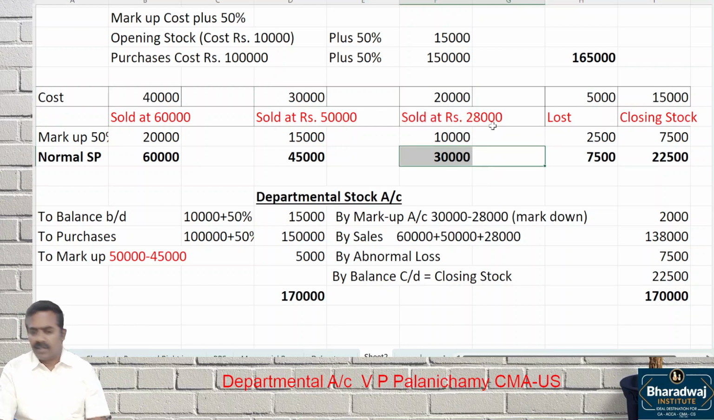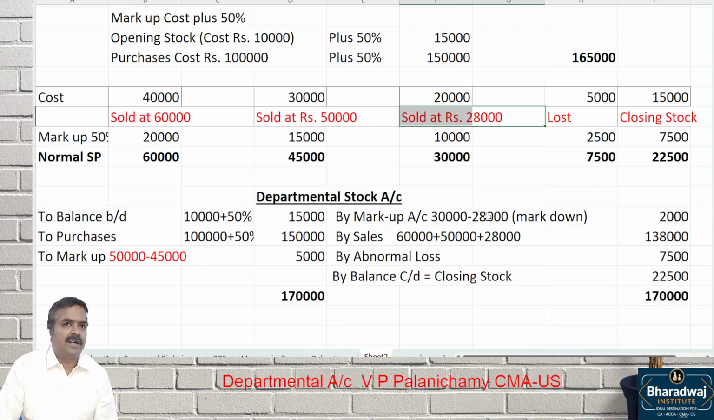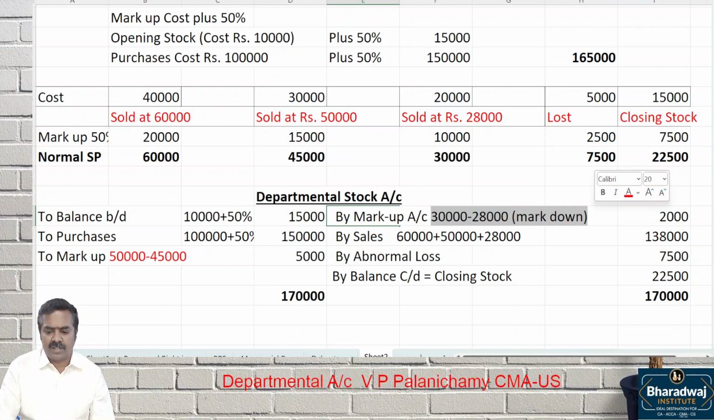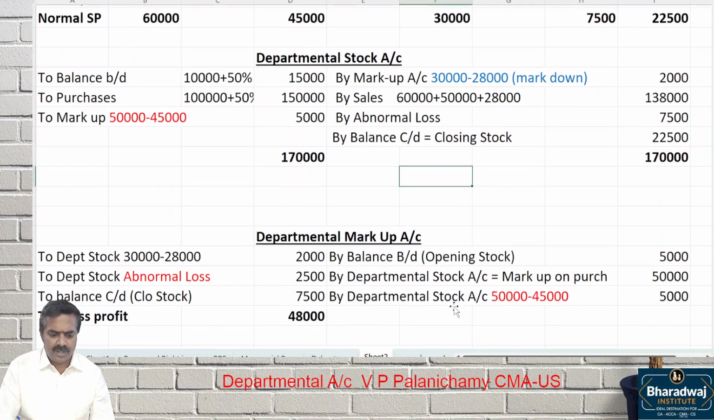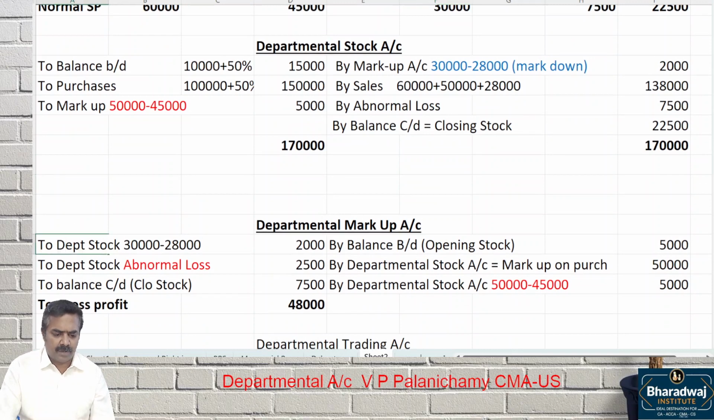When the goods are sold below the normal selling price, it is not a loss. It is sold below the normal selling price. Then it is called which one? Markdown. How to mark down? Just do the opposite. Whenever you are marking up, the stock is debited. Whenever it is marked down, the stock is what? Credited. And of course, we were not able to achieve the normal profit margin, so adjust in departmental markup also.